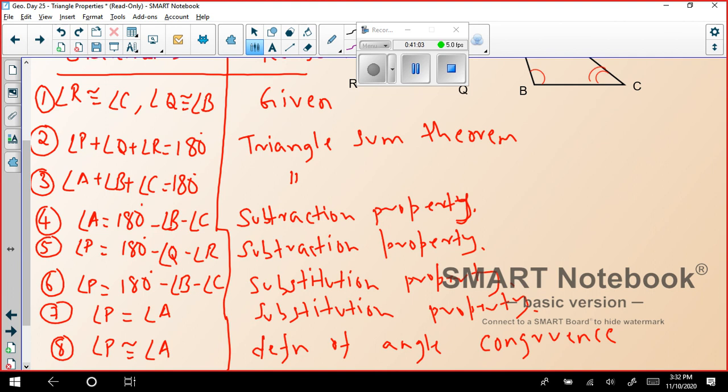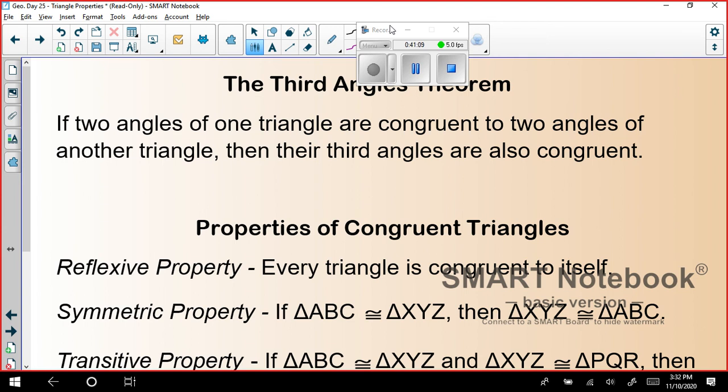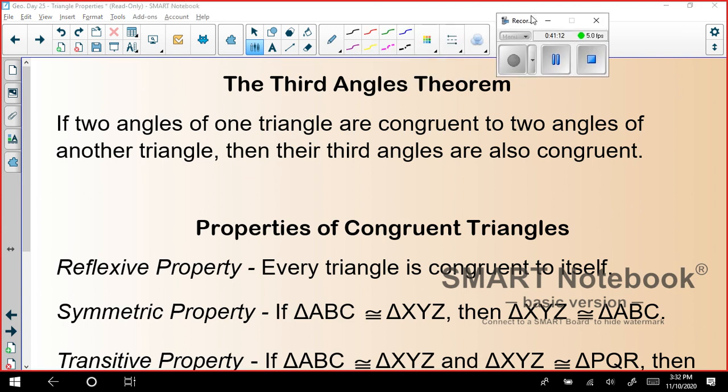Let's see the next slide. That's what we discussed. The third angle theorem says that if two angles of one triangle are congruent to two angles of another triangle, then the third angles are also congruent. That doesn't mean that whenever we have three angles congruent in a triangle to three angles of the other triangle, the whole triangle is congruent. It just means that the third angle is congruent.